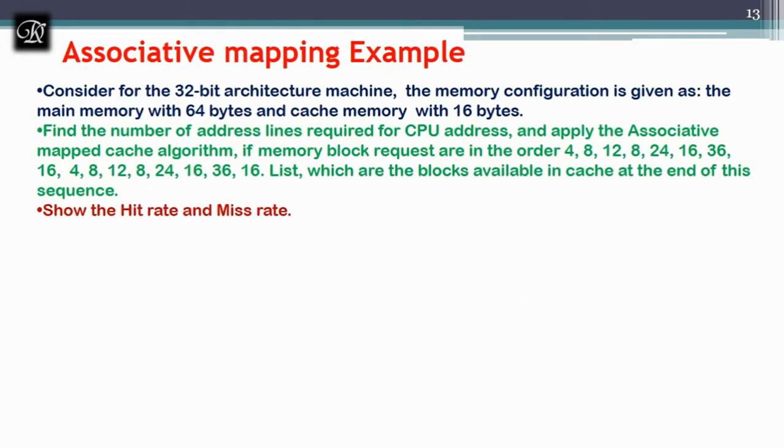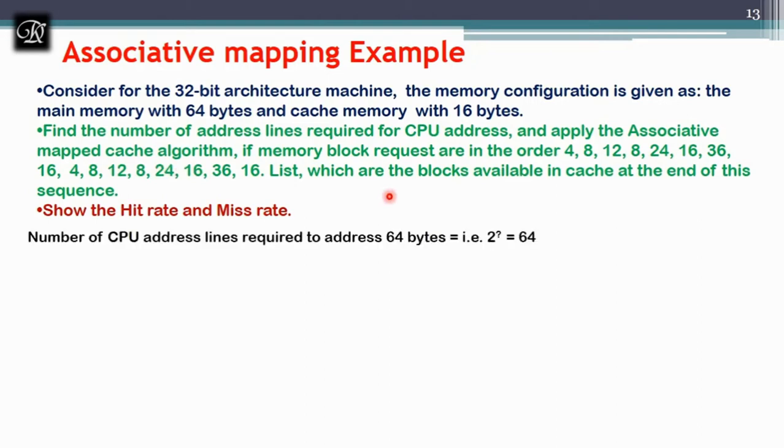Let's see the same example that we discussed with direct mapping. We'll be using the same sequence of requests, and we'll see how many hits and how many misses there will be, and what the snapshot is, what the final available blocks in the cache are. So here we have to apply associative mapping on the same sequence, and we'll calculate things the same way as in direct mapping.